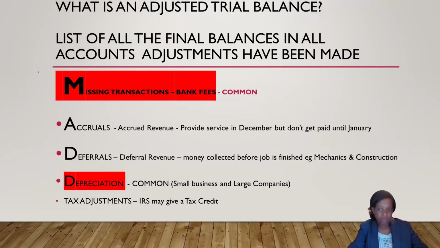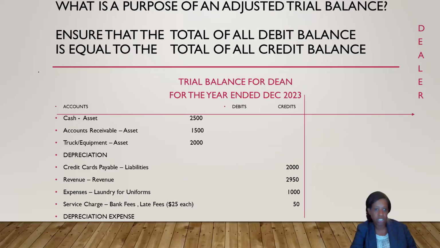Then another thing that is very common is depreciation. When you have a small business, the moment your truck or your car that you use in your business comes off the lot, it starts to depreciate. Then you may have some tax adjustment. The IRS may give some tax credit, and that is what you're going to use. So these are the various little transactions.